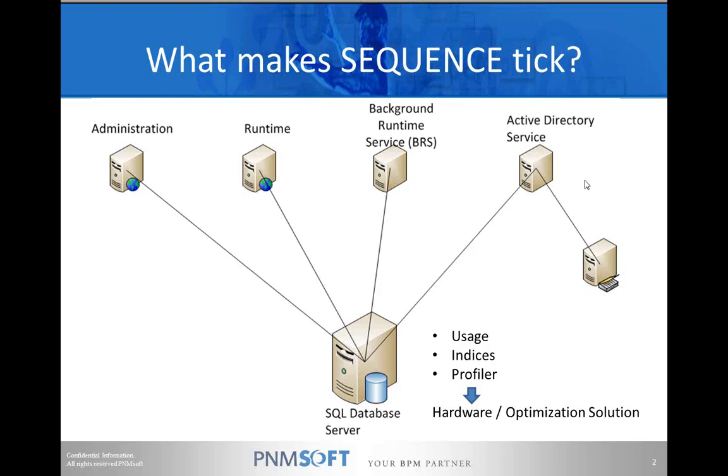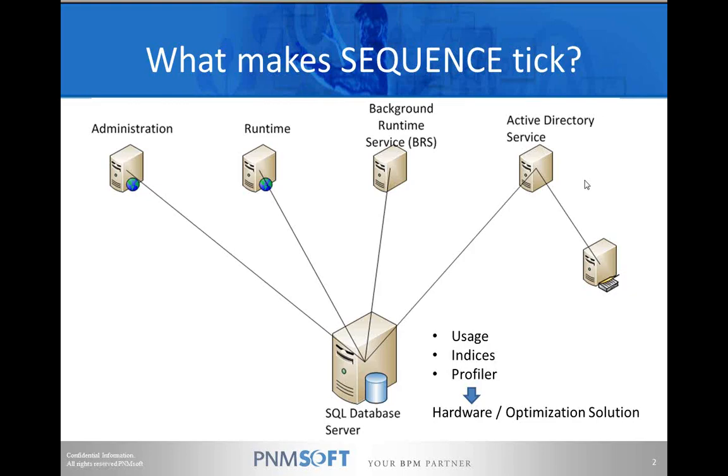Around it, you have the administration, the runtime running under SharePoint, the background runtime service running under Windows, and the Active Directory service with one leg querying the LDAP server and the other updating the sequence SQL database. Of course, the topology can be one server for all, or a different division. In this case, for simplicity's sake, I'm showing it as different servers, but the idea over here is quite obvious.